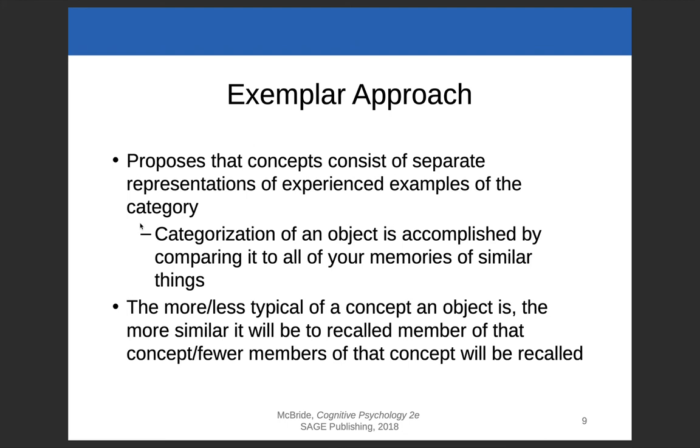Categorization is basically accomplished by comparing something that you've come across to all of your exemplars, your memories of similar things. So if you see a new bird, if it looks like every other bird, then you'll know that it's a bird. If you're at the South Pole and see penguins, you may not recognize them as penguins right away, unless you happen to know that penguins should be part of your list of exemplars in your category for birds.